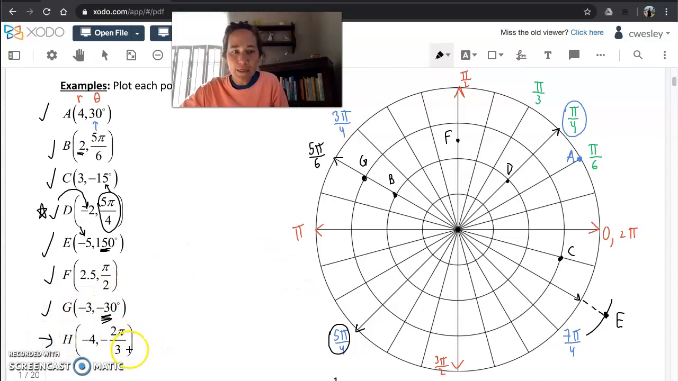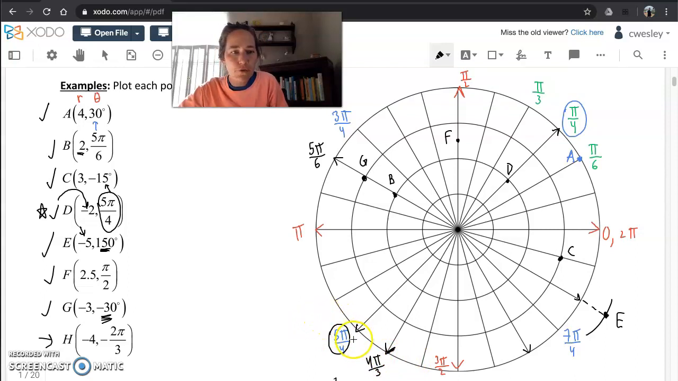We are at negative 2 pi over 3, so start at 0. You want to go 2/3 pi clockwise this way. So 1 pi over 3 would be here. 2 pi over 3 would be down here. This is also known as, we could call this 4 pi over 3. That is also negative 2 pi over 3.